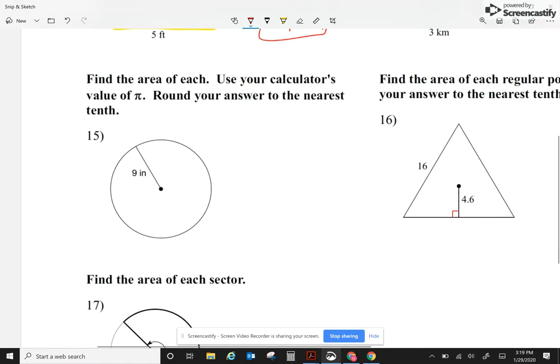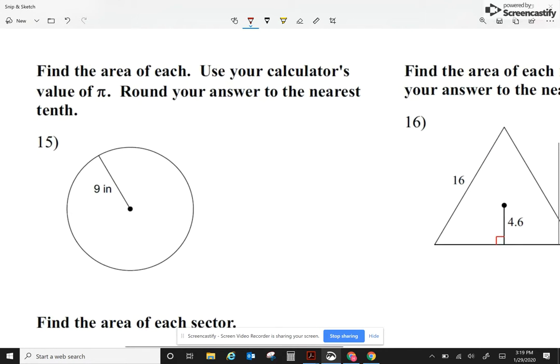Now let's take a look at number 15. Find the area of each. Use your calculator's value of pi. Round your answer to the nearest tenth. So we're finding area. I know the area of a circle is radius squared, so radius times itself times pi.